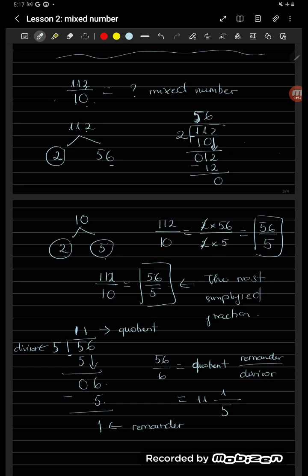Okay, so we'll stop this lesson here. For the next lesson, we continue talking about mixed numbers, but we'll find out how to convert backward, from a mixed number back to a fraction.